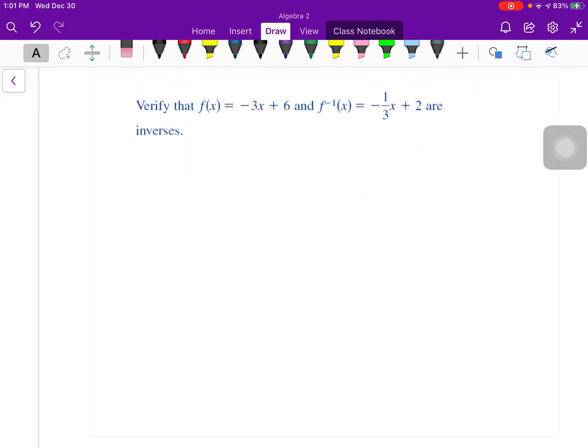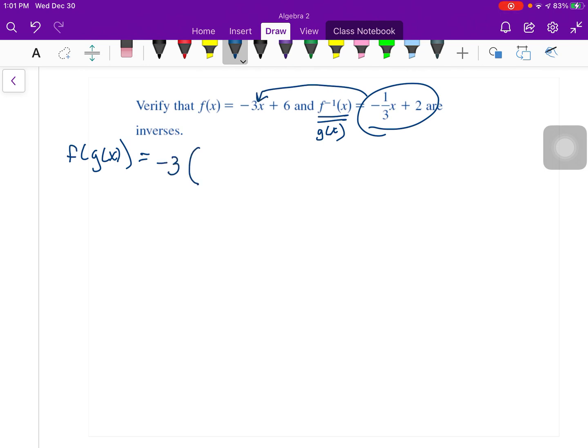So this says verify that negative 3x plus 6 has an inverse of negative 1/3 x plus 2. So first I do f of g of x, and I'm calling my inverse my g of x. So I take that function and place it into the x. So it'll read negative 3 times, in place of x, I write negative 1/3 x plus 2, and then I have plus 6. Negative negative is a positive. A third of 3 is 1x. Negative 3 times 2 is negative 6. Then I have my plus 6, which gives me x.